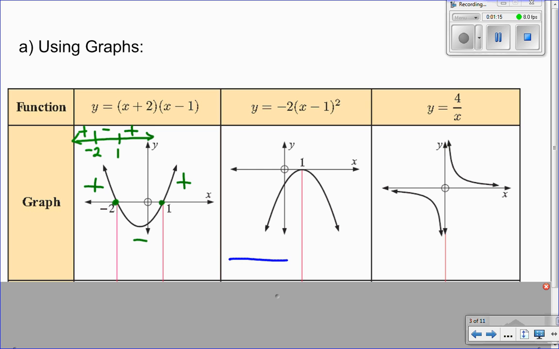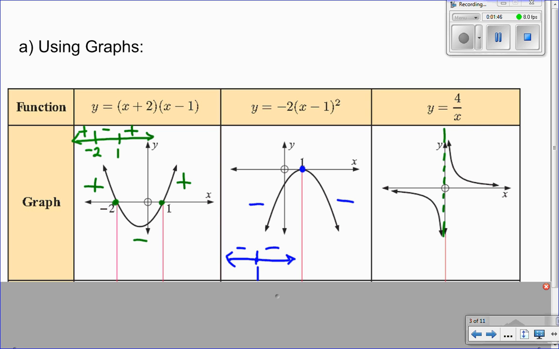Here, if we wanted to draw a sign diagram, we can see our 0 is at 1, right here, and we can see the whole function is negative apart from that 0. So it's negative, meaning below the x-axis from negative infinity to 1, and then it's negative again from 1 to infinity. And here there aren't any zeros, and we'll look more closely at this is a vertical asymptote.